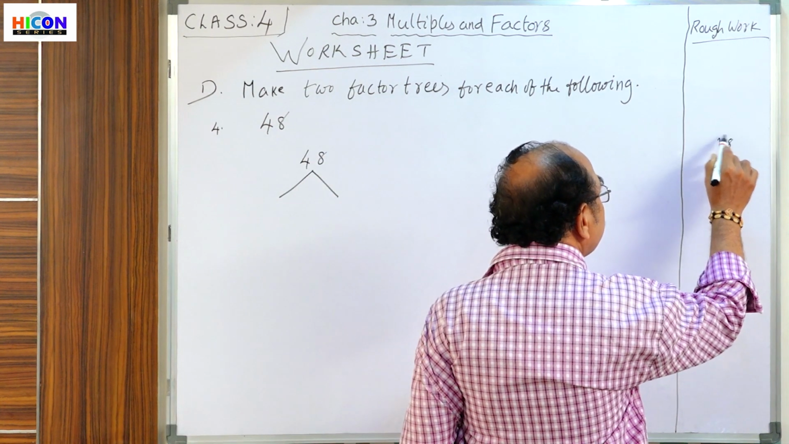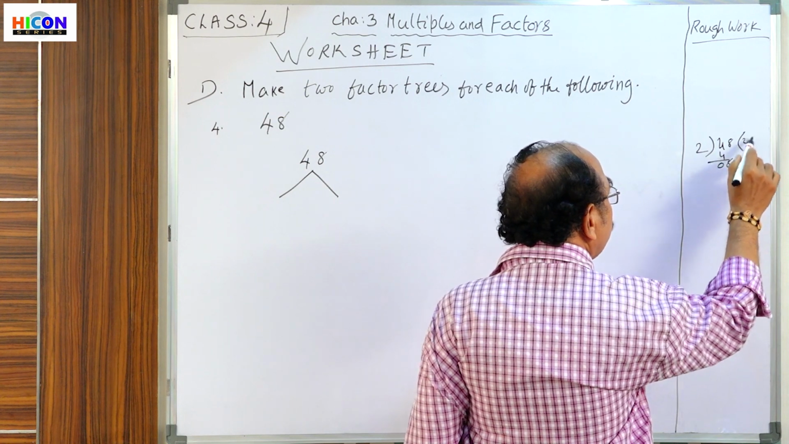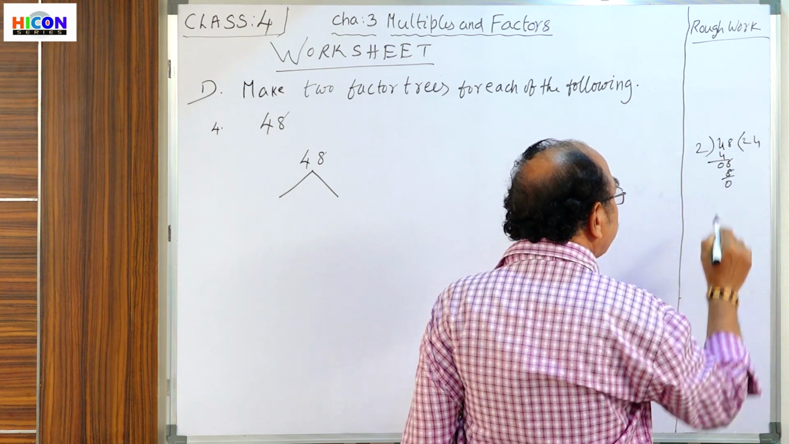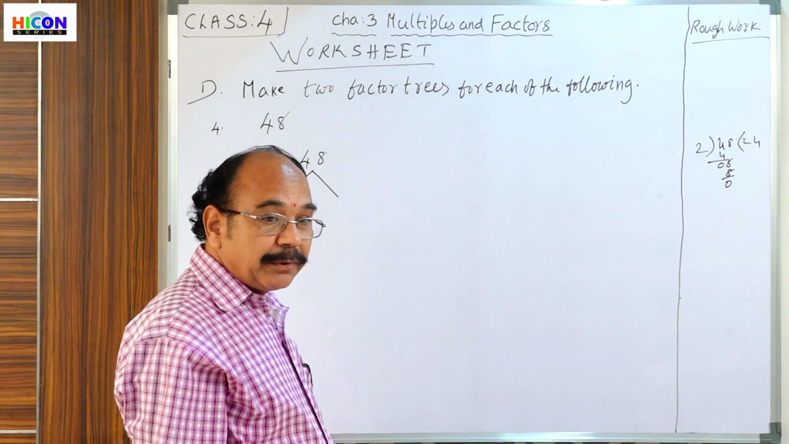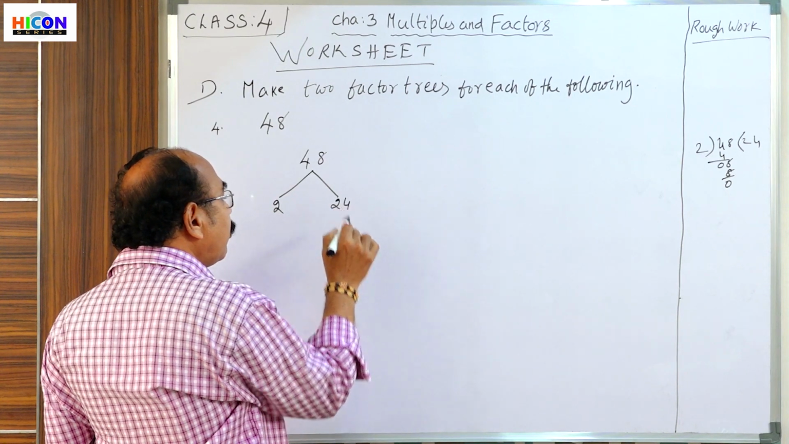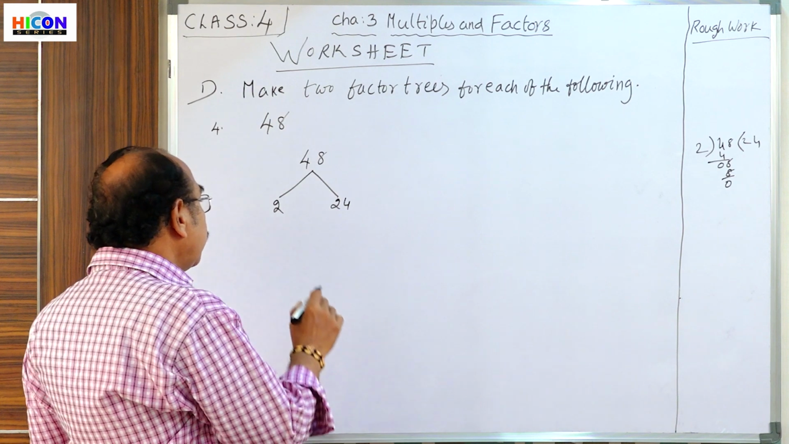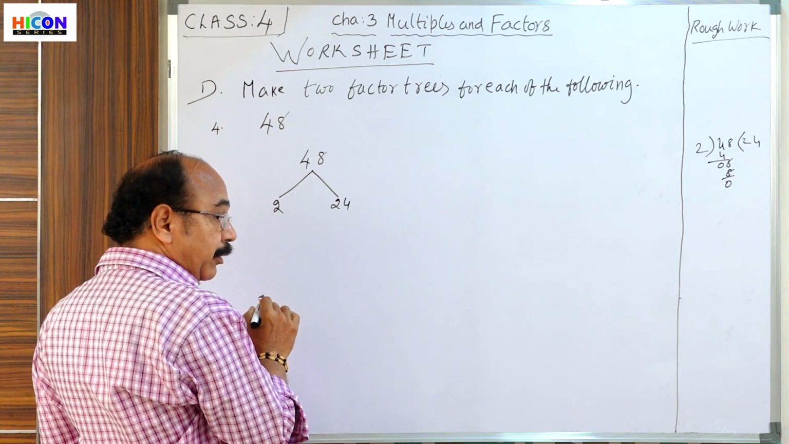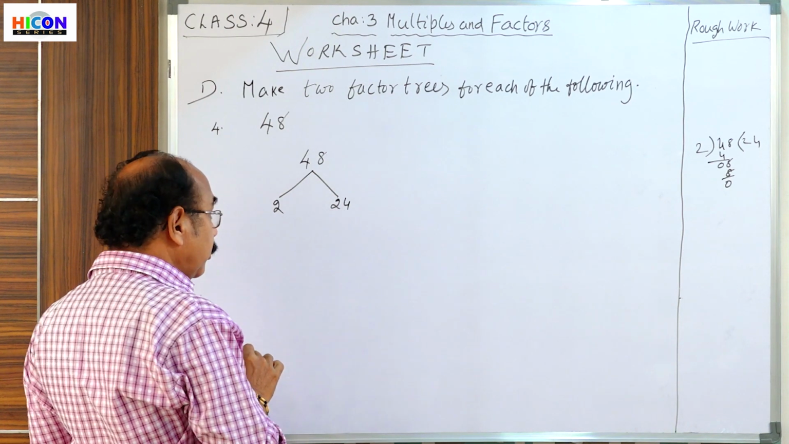Divide 48 by 2. 2 2s are 4, 2 4s are 8, so 2 24s are 48. Here you break 48 as 2 into 24. 2 is the prime number, and 24 is the composite number.